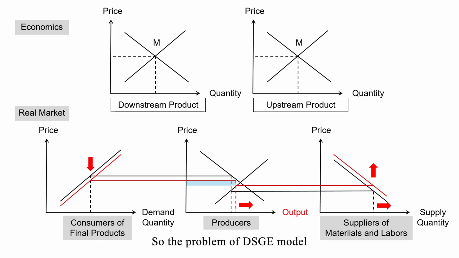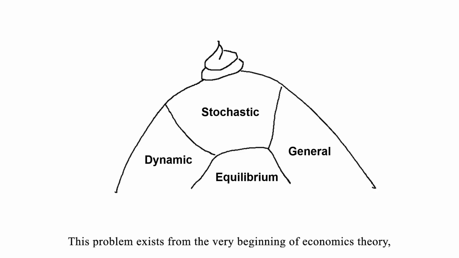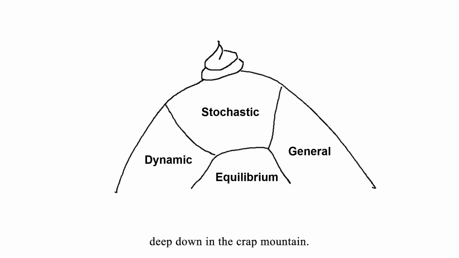So the problem of the DSGE model is not that assumptions are not good enough or the math is not complex enough, but that the thoughts of making assumptions and solving equilibrium are not appropriate to research the real world. This problem exists from the very beginning of economics theory, deep down in the crab mountain. It's time to change your view to look at the real world.